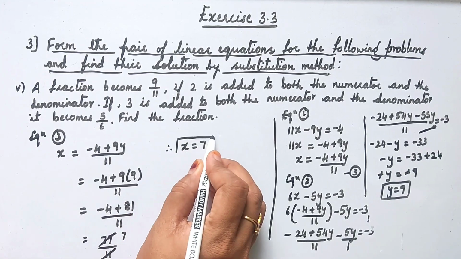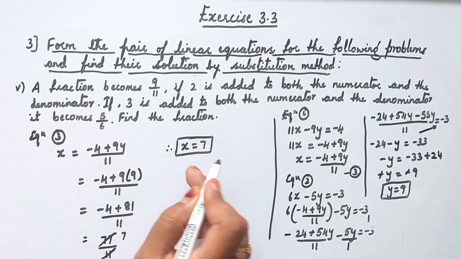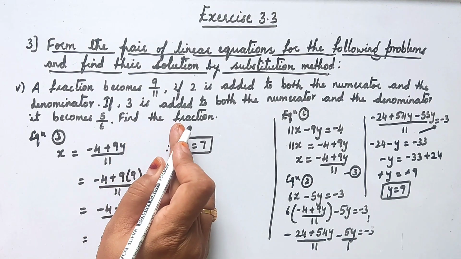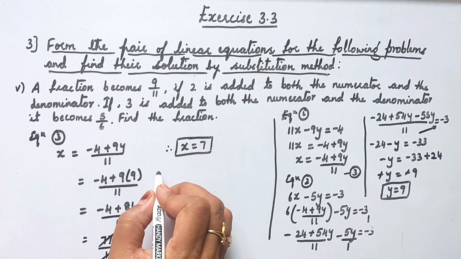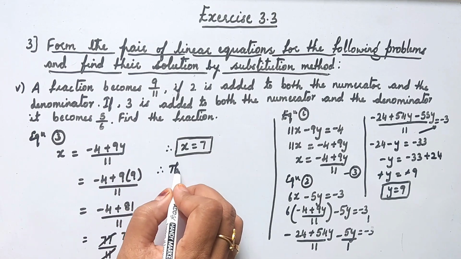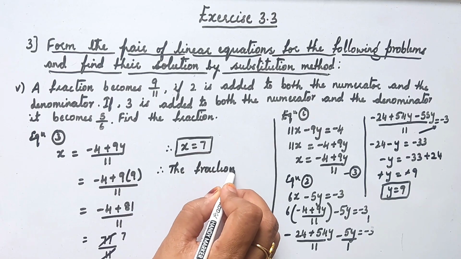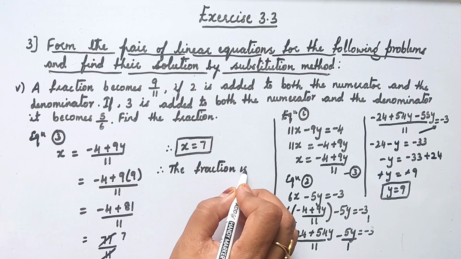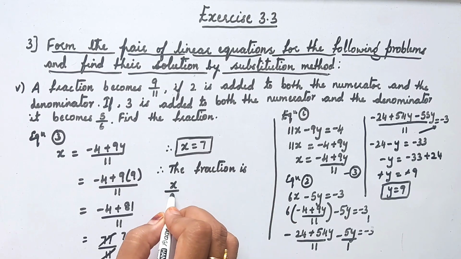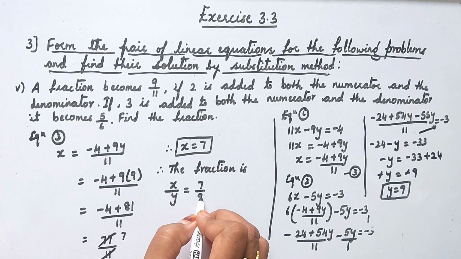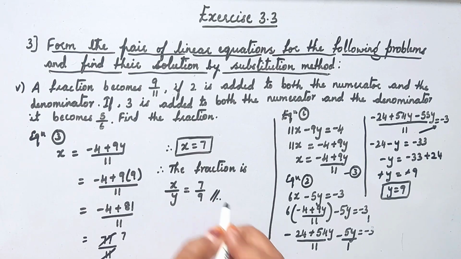Okay, I got the value of x as well as y. Okay, I need to find the fraction. Therefore the fraction is, okay, that is x by y. We have got the fraction, right? X value is 7 and y value is 9. I hope this is clear to you all, students.